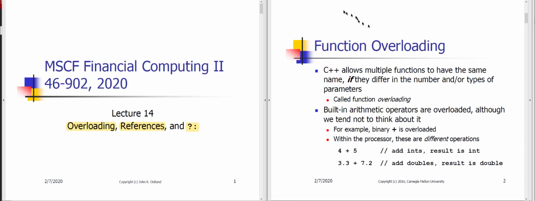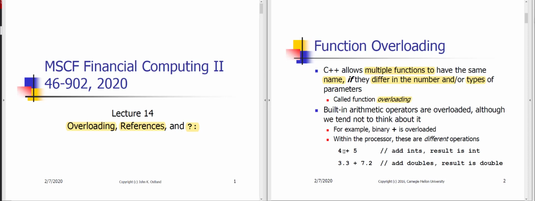You can have in C++ multiple functions that have the same name, and the compiler can tell them apart from each other if they differ either in the number of arguments or in the data types of those arguments. And this process is, as I said, called overloading. Now, we're already used to overloading. We just haven't really thought about it as anything special.